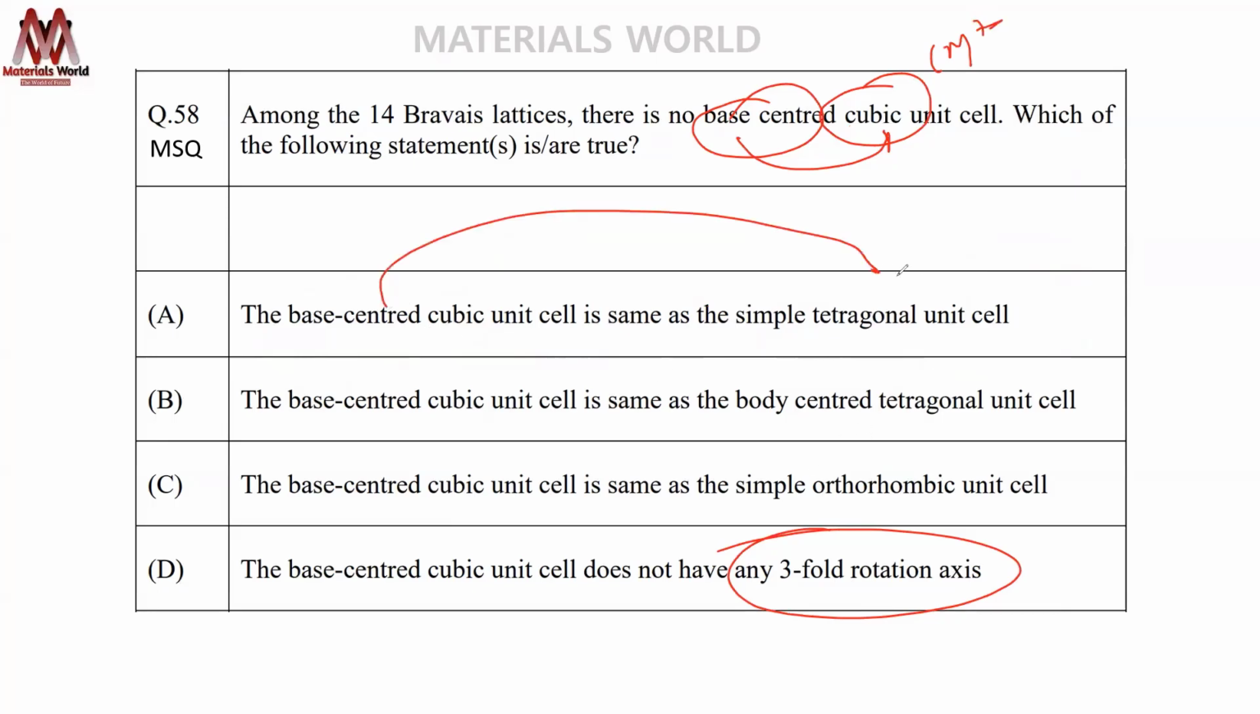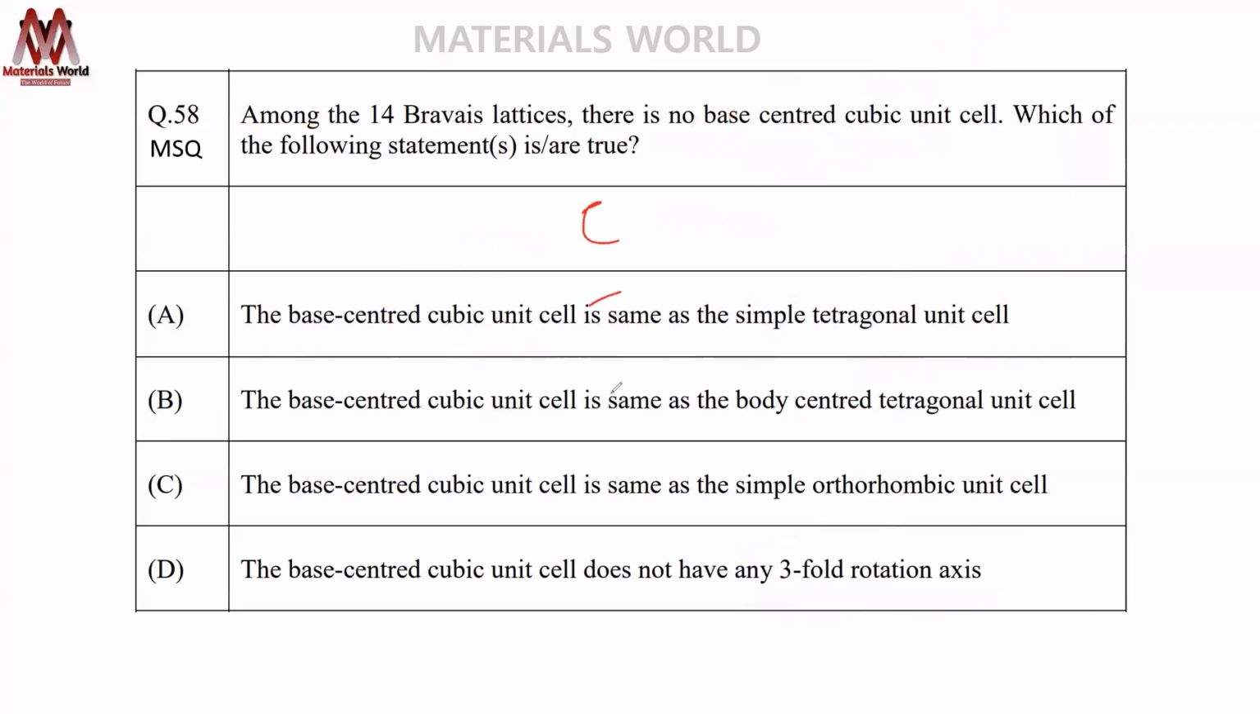This is one exercise that you all should do. Like your base centered, which is missing in the crystal system, the member or Bravais lattice which is missing in the crystal system, just do the exercise. It will repeat which structure. For example, this base centered cubic will repeat simple tetragonal. I will show you the exercise.